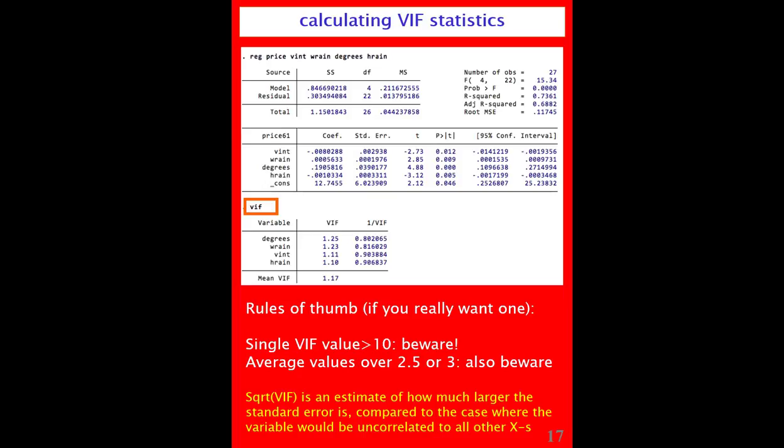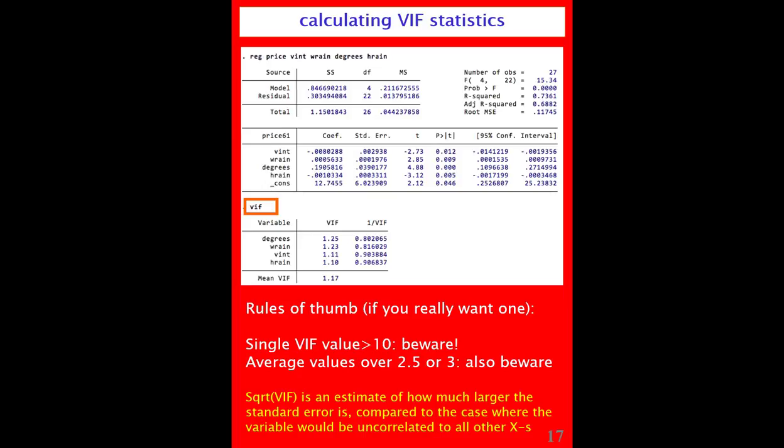So that would mean, in fact, let's say if there's a 10 over there for degrees, that would say, well, degrees is related to some of the other variables here. And if it wouldn't have been, then the confidence interval that you have would have been 10 times smaller, which is kind of a large difference, and that is suggestive of the fact that there's something going on here.